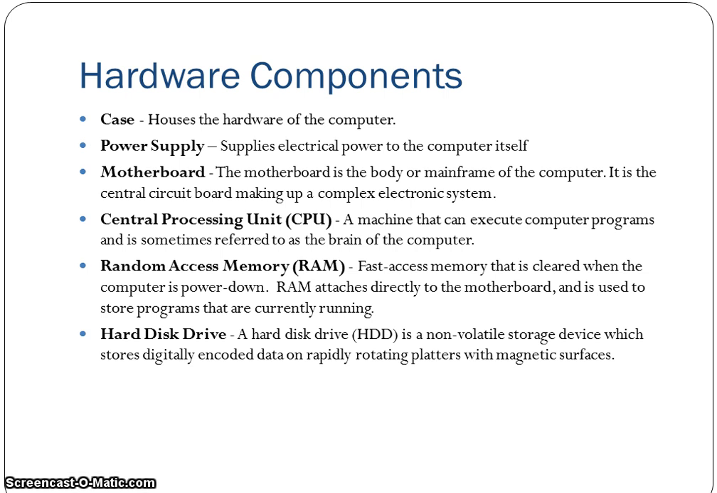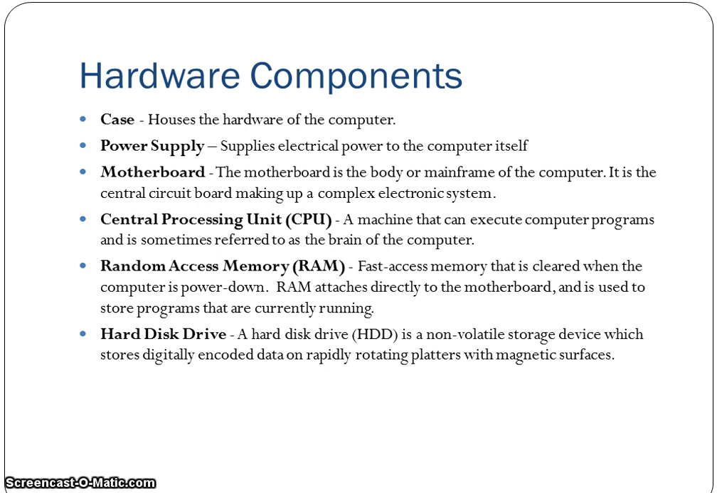Hardware components. The case really just houses all the hardware itself. You have your CPU at home, it sits in there, it looks kind of like a box, and it houses all the actual hardware components inside. Then there's the power supply, which is usually a little box inside the back of the machine that hooks the cord to the outlet that supplies the power. So it supplies electrical power to the computer itself. The next is the motherboard. The motherboard is the body or mainframe of the computer. It is the central circuit board making up a complex electronic system.